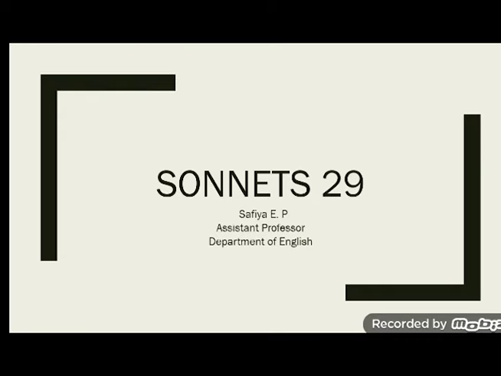William Shakespeare was born in 1564 and died in 1616. He was born at a place called Stratford upon Avon. Avon is a famous river, and Stratford is located on the banks of the river Avon. That is why the place is called Stratford upon Avon. William Shakespeare is fondly called the Bard of Avon.